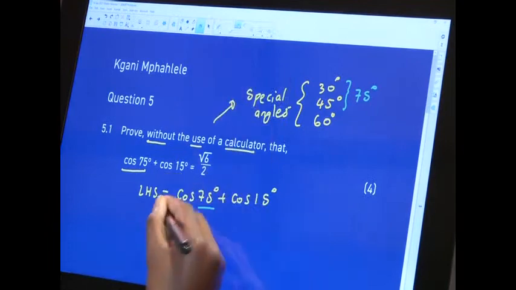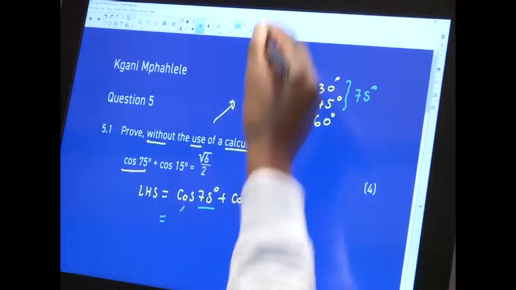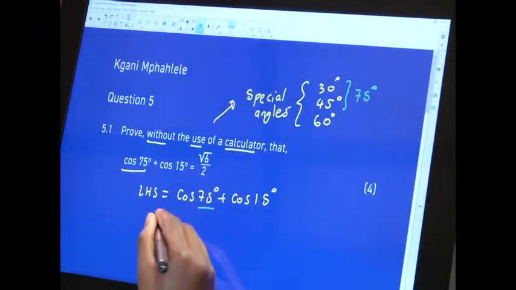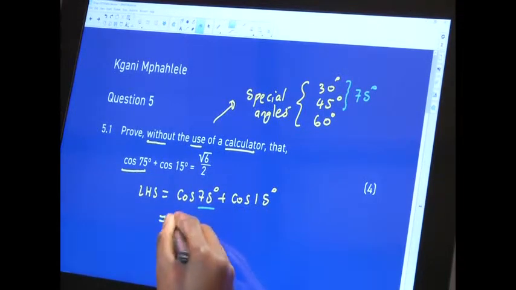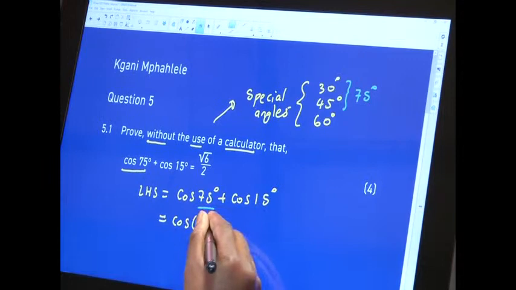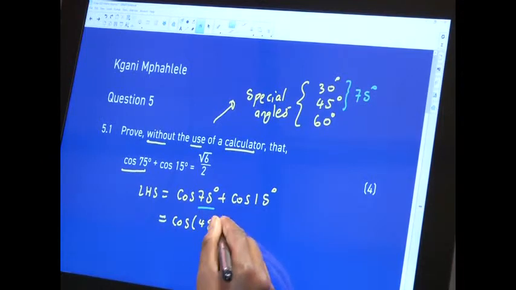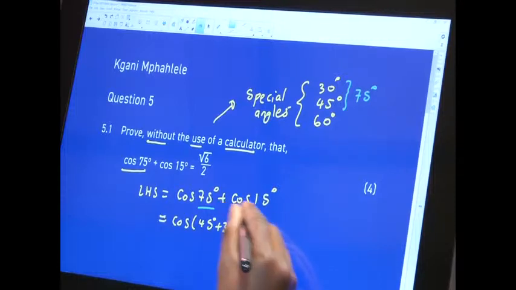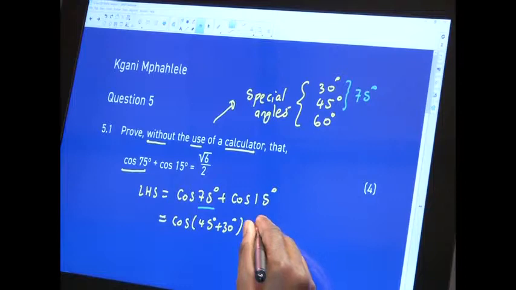That means now I'm going to change 75 and I'm going to write it in terms of those two special angles, and then we are going to have the cosine of 45 degrees plus 30 degrees. Of course, when you're adding, it doesn't matter which one you write first. The second part here is asking for the cos of 15.